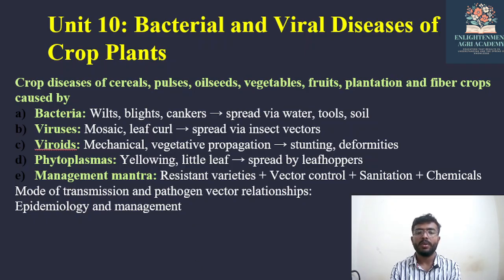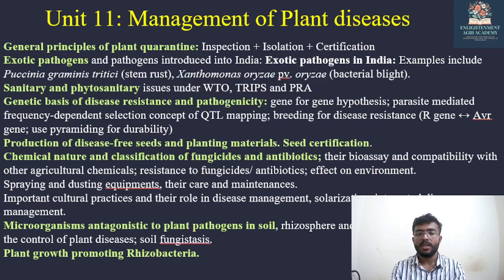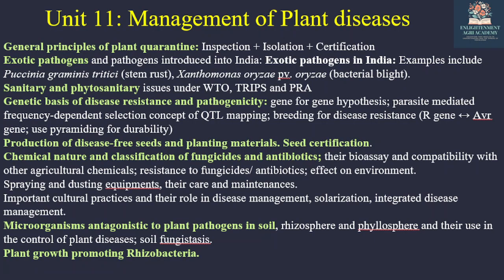So now we'll discuss the last unit, Unit 11, in this lecture. This one is the management of plant diseases. Now, the general principles of plant quarantine. What is meant by quarantine? Why is it needed? Some pathogens may enter our region, so that's why plant quarantine is needful. Then how the infection is detected, how the plants are isolated, then how the certification is given by the certifying body. So this one is the basic concept.